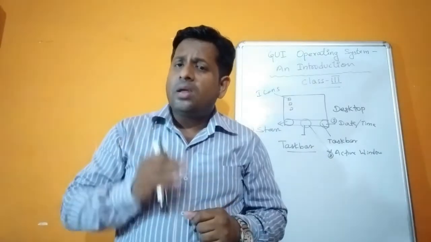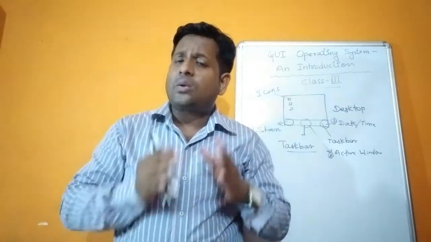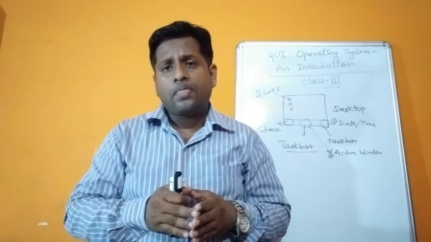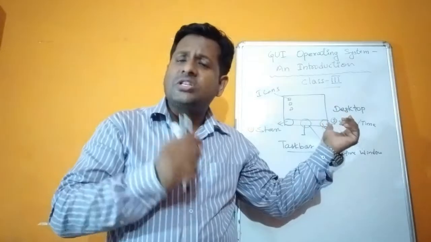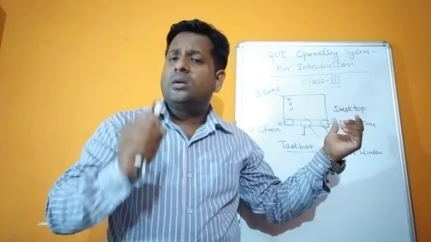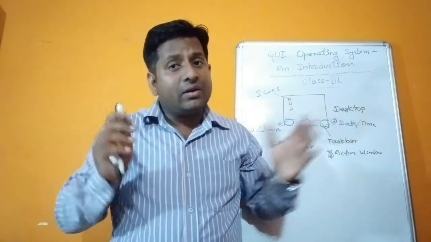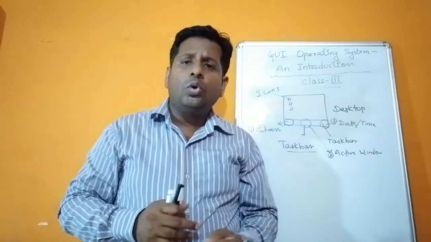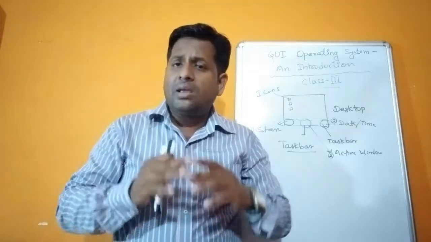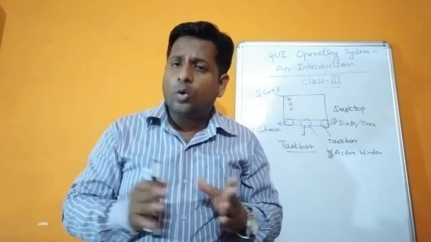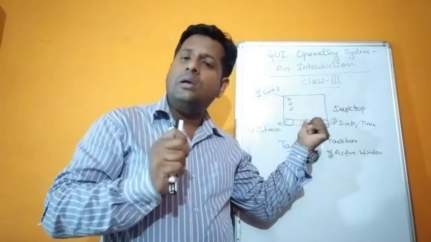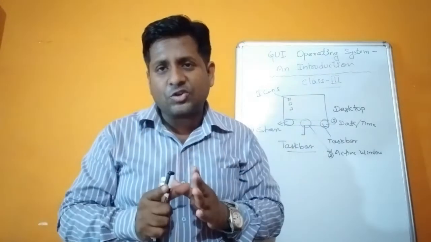So children, date or time you get on the other side of the taskbar. Date or time indicates the present date, the current date, as well as the current time. You can even make changes by clicking here, and you can change the date and time accordingly if it is showing a mistake. And the third one is the active window. Whatever program you open, say Paint or Word, that active window icon will be displayed here in the taskbar as the middle section.